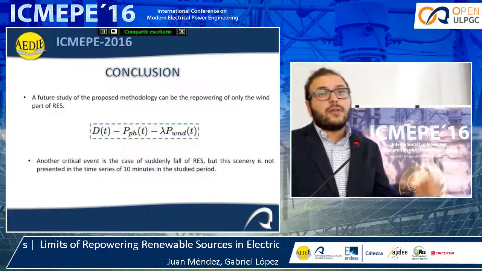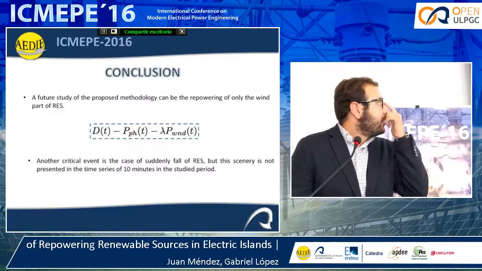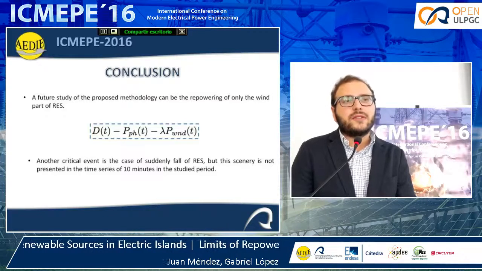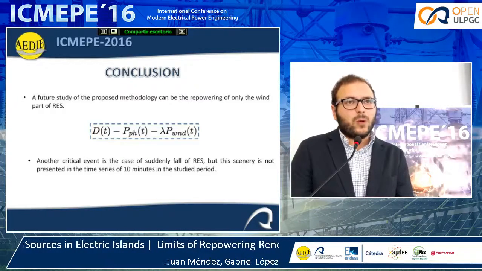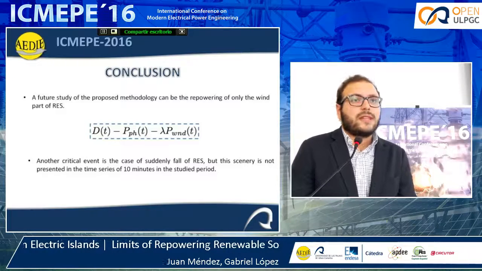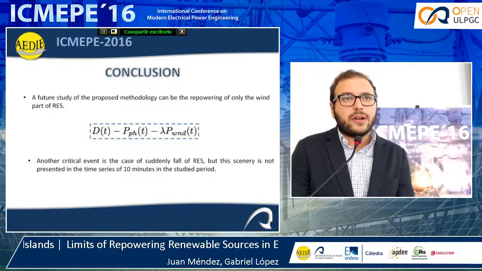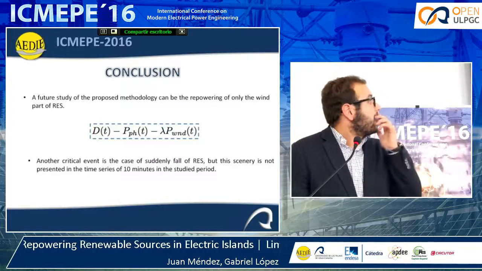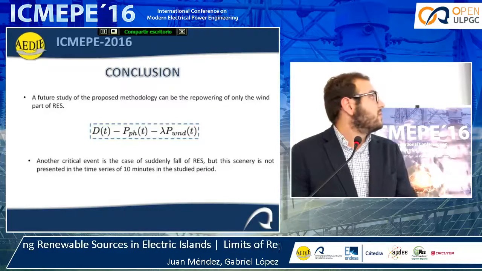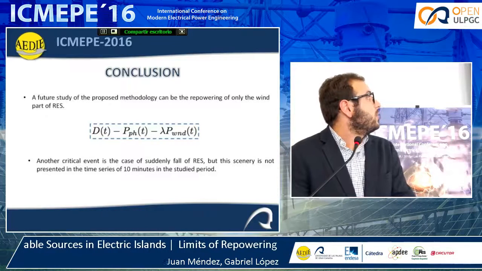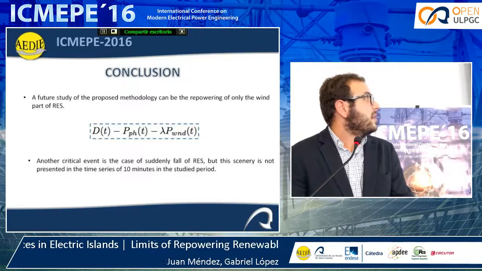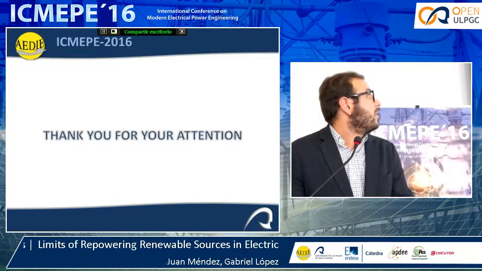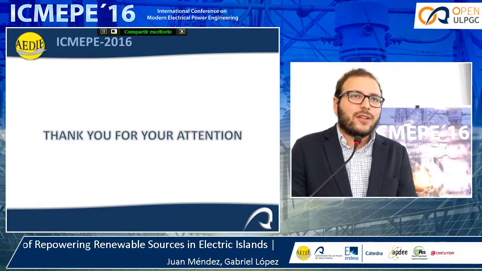In the future, another research may be the repowering of only the wind energy. The photovoltaic energy sources are more expensive than the wind energy sources. For that reason, in case of a massive introduction of renewable energies into the electrical system, it will be only wind energy. In this case, the equation proposed in this research should be rewritten, analyzing the photovoltaic energy and the wind energy with different factors. And with these conclusions, I conclude my presentation, and thank you for your attention.